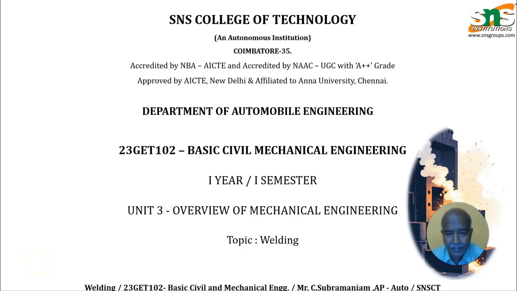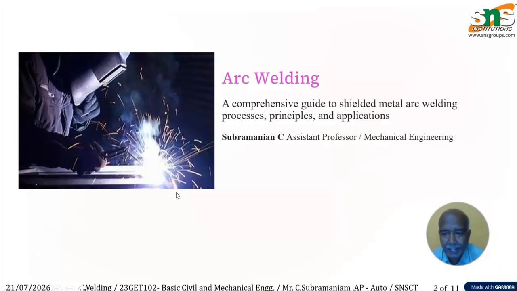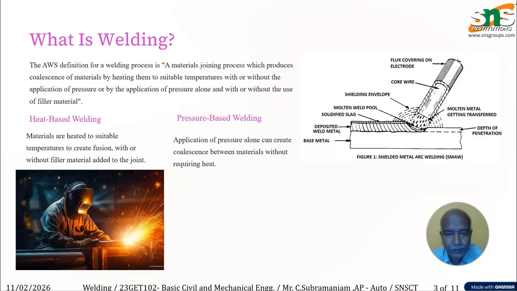In this session, we're going to see about welding in basic civil and mechanical engineering. Welding is a process of joining two metals, mainly two similar metals. Here there are two different types of welding: heat-based welding and pressure-based welding.